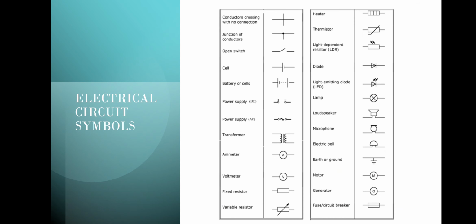Next up we have the electrical circuit symbols. These are all of the symbols from your specification. You need to be familiar with them. The symbols for cell, battery of cells, power supply DC, power supply AC, transformer, ammeter, voltmeter, fixed resistor, variable resistor, diode, LED, LDR, thermistor, loudspeaker, etc. You need to be familiar with all of these symbols. You can be asked to use them in any diagram.